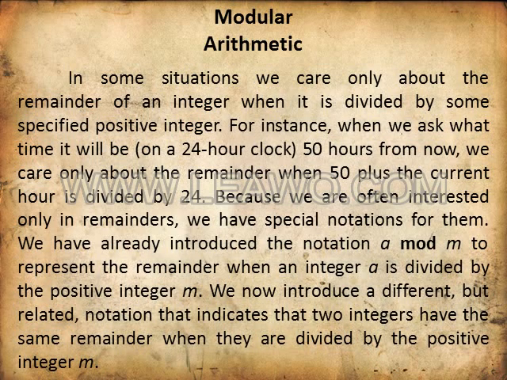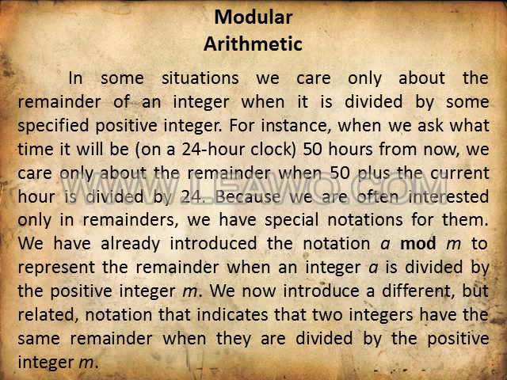Modular arithmetic. In some situations, we care only about the remainder of an integer when it is divided by some specified positive integer. For instance, when we ask what time it will be on a 24-hour clock 50 hours from now, we care only about the remainder when 50 plus the current hour is divided by 24. Because we are often interested only in remainders, we have special notations for them. We have already introduced the notation a mod m to represent the remainder when an integer a is divided by the positive integer m.